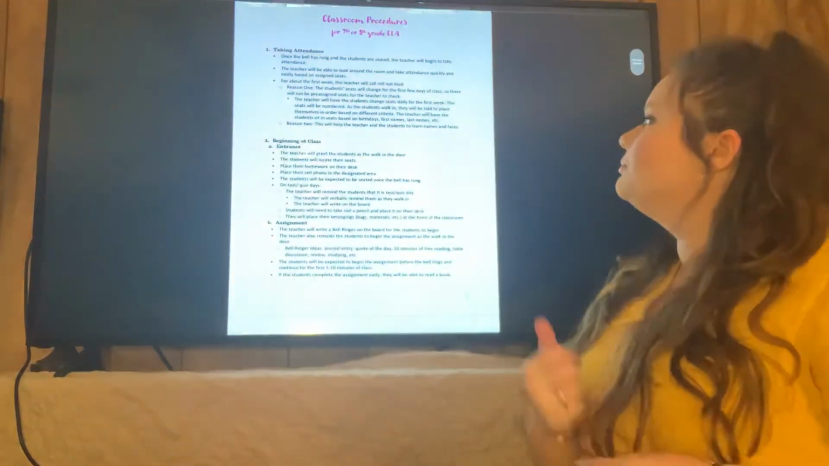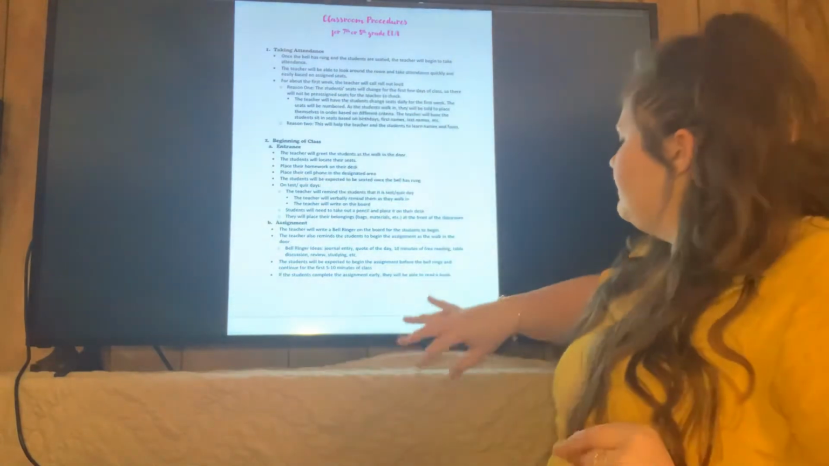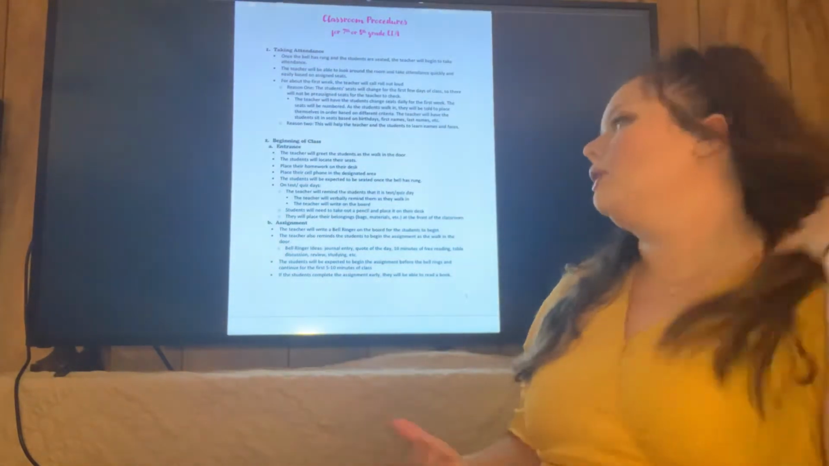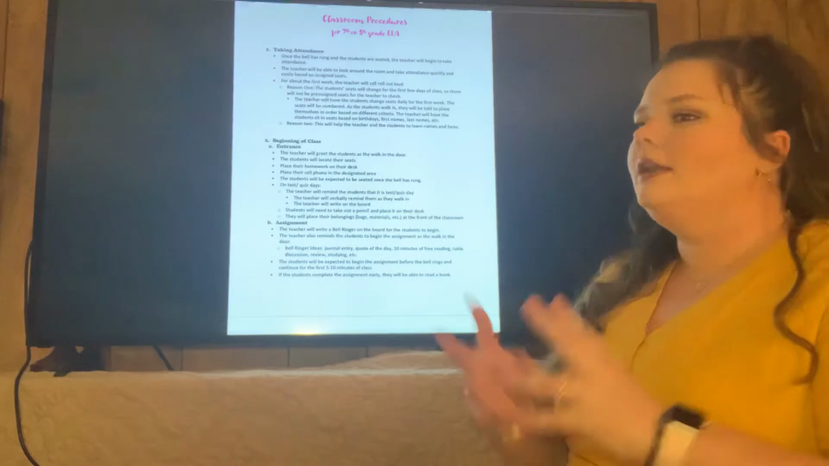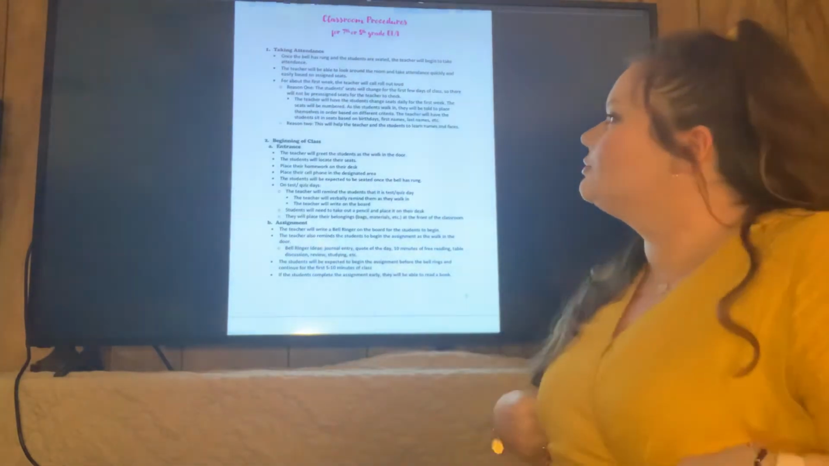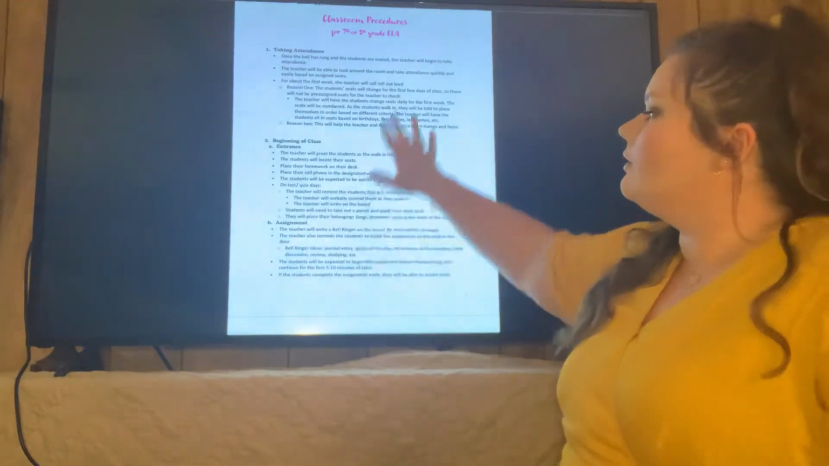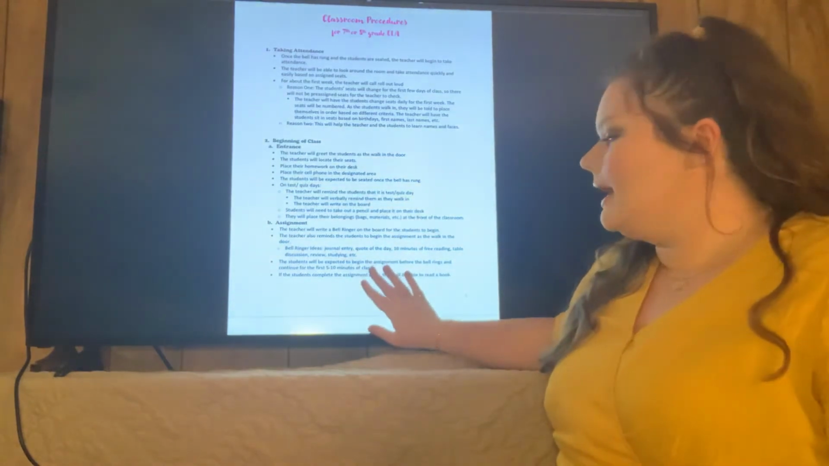Next, I have my classroom procedures, and this is kind of an in-depth look at my procedures and how they would go in my classroom. This is not an extensive list. There would probably be way more procedures within a classroom, but these are just the important ones that I've written down and will also include in my subplan.